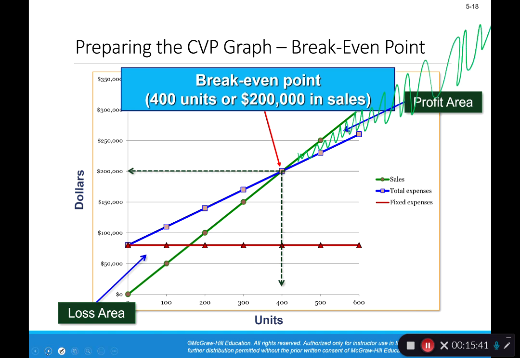Our loss area, on the other hand, is what happens if we're below break-even. We'll make that red. And our maximum amount of loss would be limited to our fixed costs. The most we could lose is our fixed cost, which is $80,000 if we sell nothing. So the break-even point is a very important point for a company because above it, they make money. Below it, they lose money.